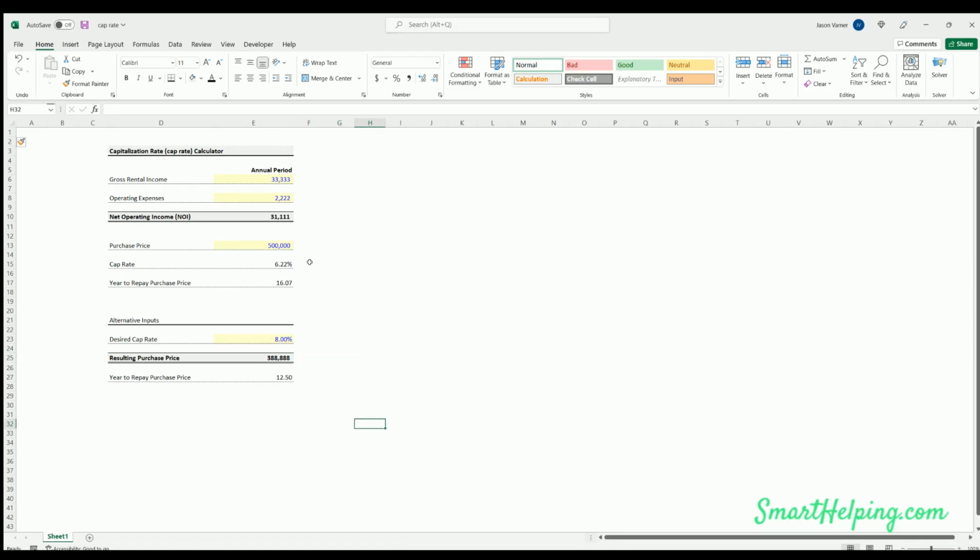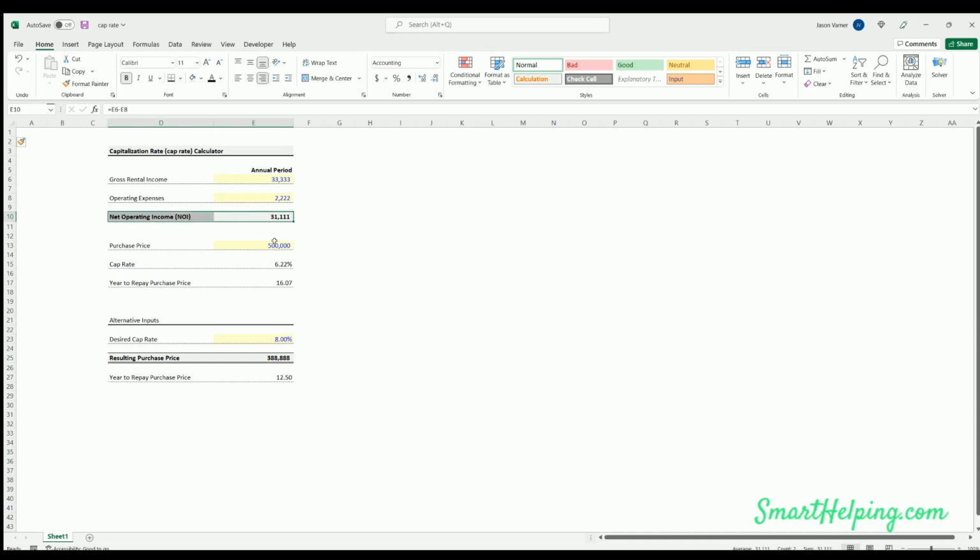What is it? Well, essentially, it is your net operating income divided by the purchase price. It's used for all kinds of reasons. It's essentially telling you valuation. If a real estate property does gross income of, let's say, $33,000 a year, and they have 2,000 in expenses, the property is producing 31,111 in cash flow, or not cash flow, but net operating income.